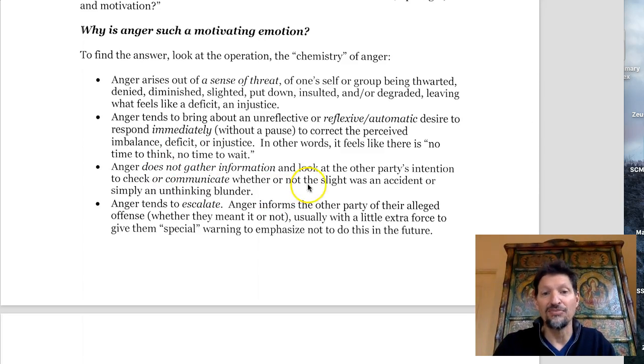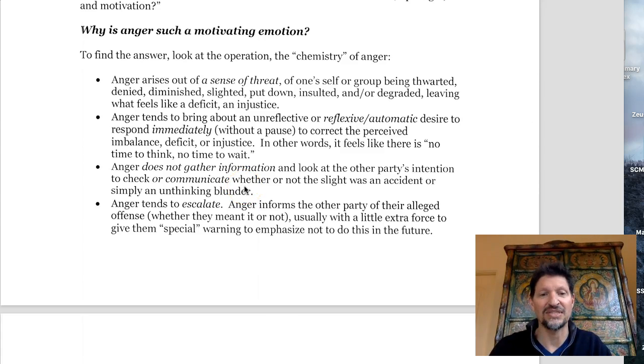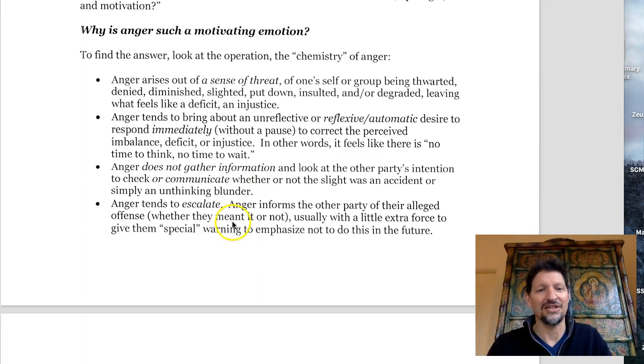Anger does not gather information and look at the other party's intention to check or communicate whether or not the slight was an accident or simply an unthinking blunder. Someone bumps into you, you know, kind of roughly, you turn around like, hey, what are you doing? Excellent example. You don't turn around and say, hey, did you do that on purpose or was it just an accident? It's very automatic and very driven.